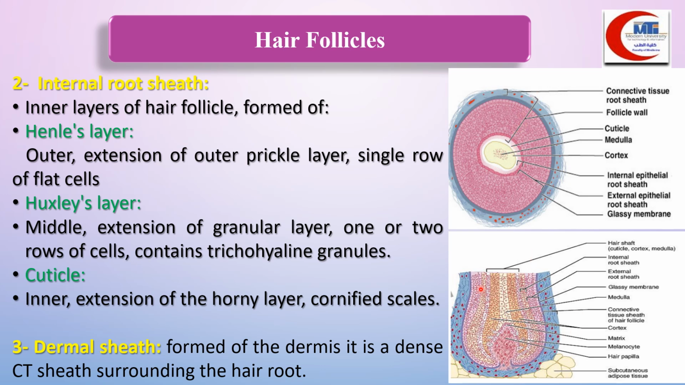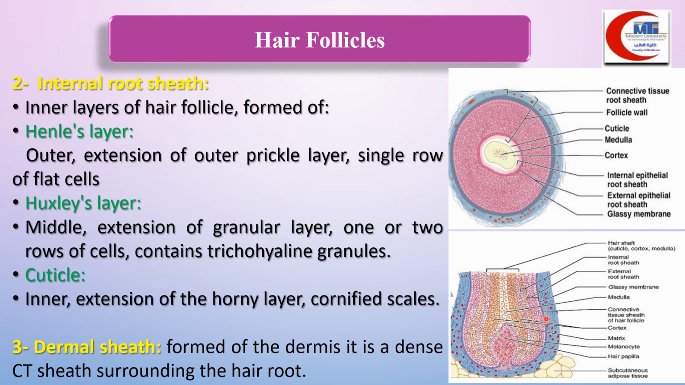In longitudinal section, as we see here, this is the root formed of the medulla surrounded by the cortex, and then the cuticle. This is the root, which then becomes the shaft near the surface. This part, the root or the shaft, is then surrounded by the internal root sheath, then the external root sheath, then the connective tissue sheath of the hair follicle or the dermal sheath.